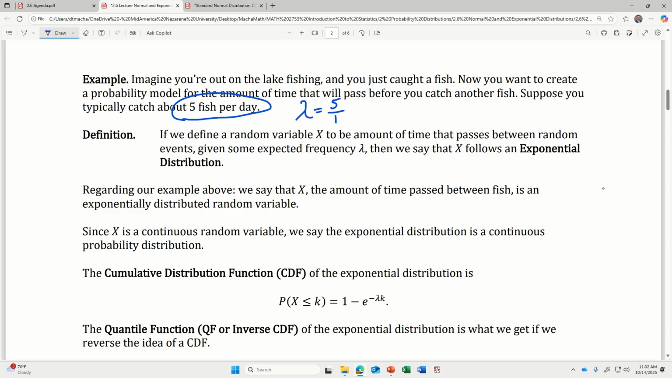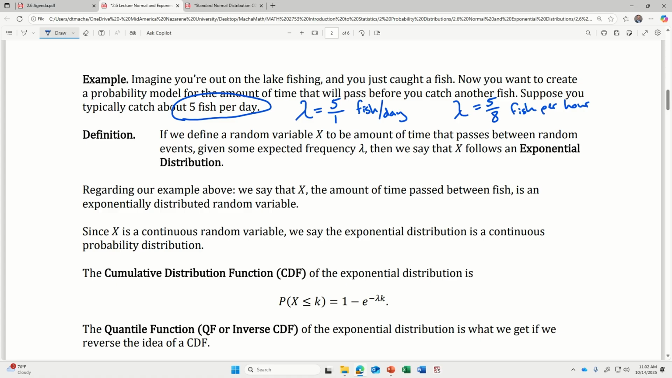Or, if I gave you a little bit more information and we say we're going to fish for 8 hours a day, this could be 5 fish per 8 hours. Or something like that. That's what I mean by expected frequency. Then we would say that this random variable follows an exponential distribution.